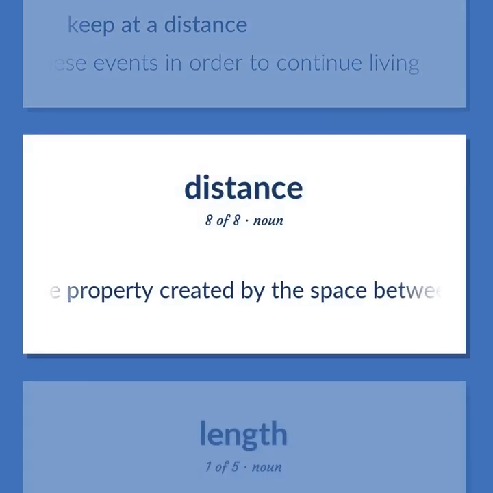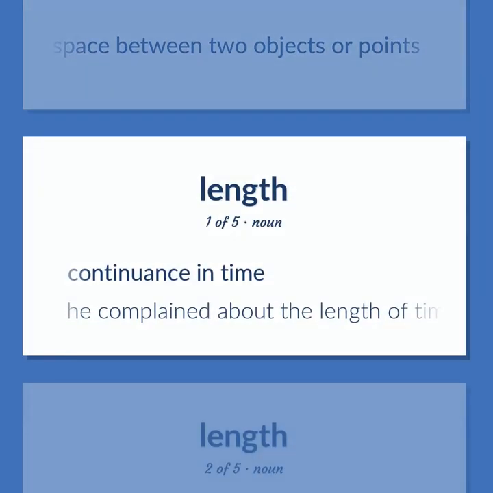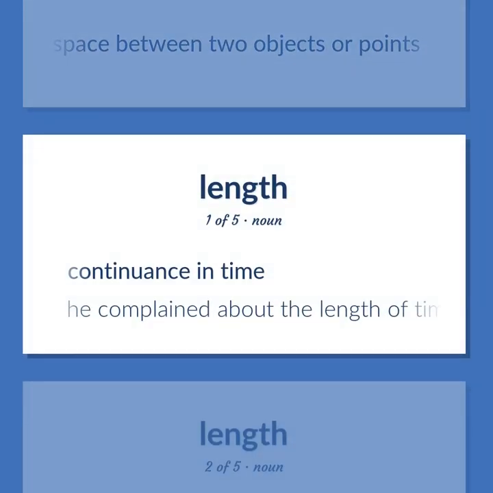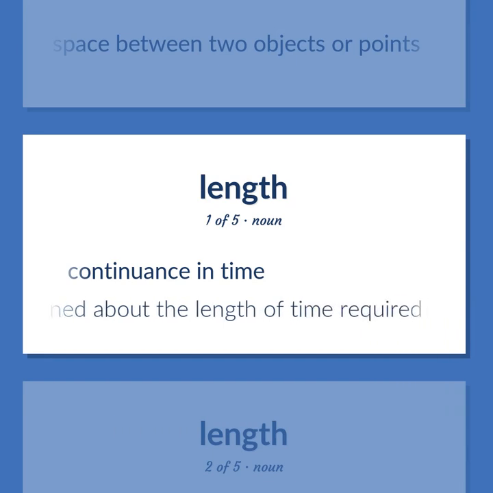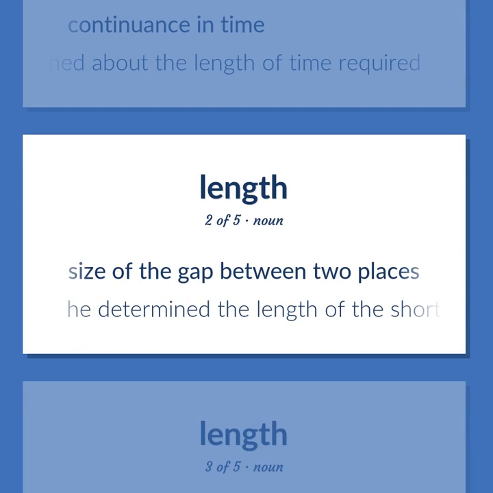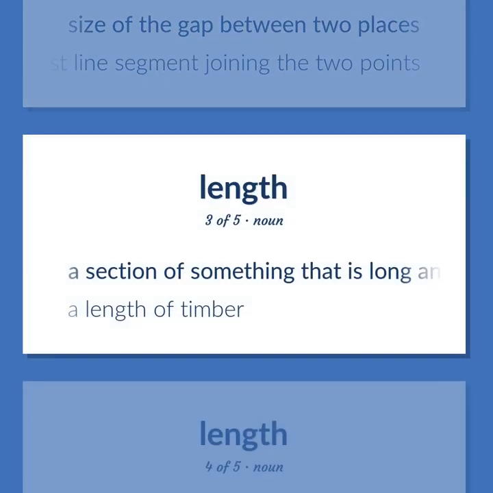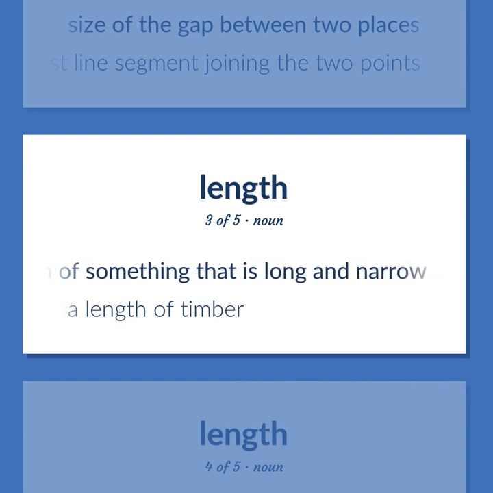The property created by the space between two objects or points. Continuance in time. He complained about the length of time required. Size of the gap between two places. He determined the length of the shortest line segment joining the two points. A section of something that is long and narrow. A length of timber.